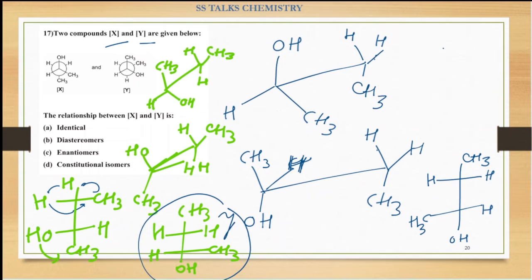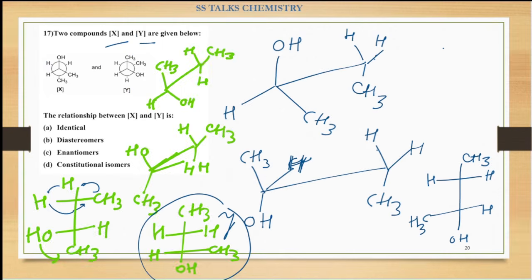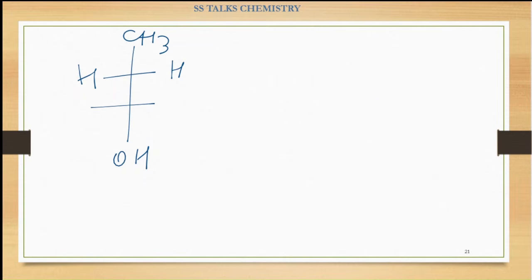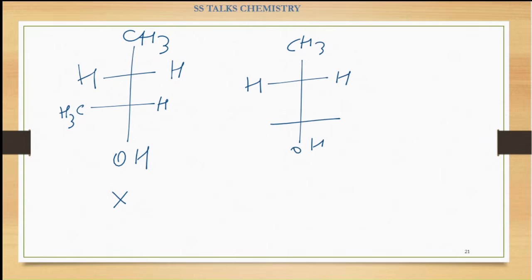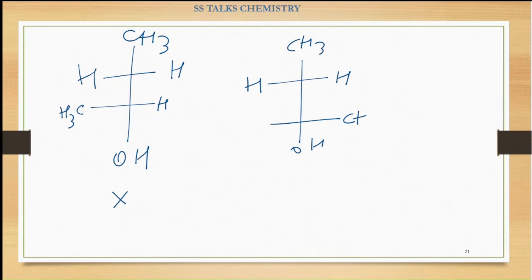So compare these two now. The X molecule that I was having looks like this. Here the methyl group, hydrogen, hydrogen. Here this OH group is present, and the methyl group is present on this particular side, and the hydrogen is present on this side. So this is your X molecule. Now for the Y molecule, the rest of the species we have kept the same. So just focus on the conformations. The methyl group this time is present on the right side and this is on the left side.